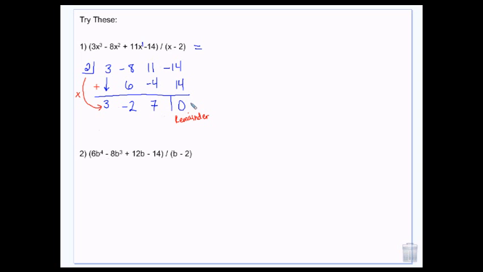Now, I'm finished with the division. These numbers here are my new coefficients. Okay, so I start with 3x. My highest exponent was 3, so now it's a 2. I'm always one exponent down from my highest exponent. Minus 2x plus 7.